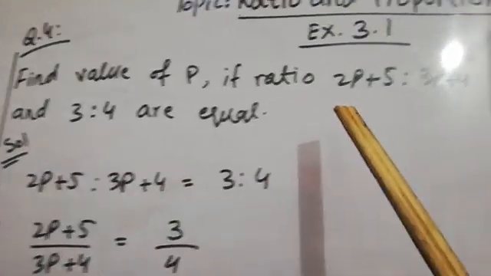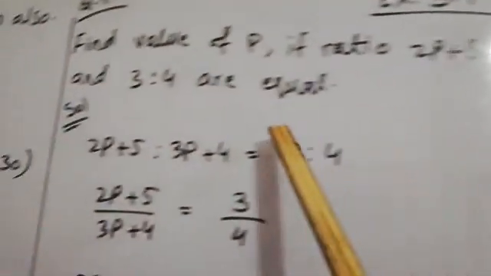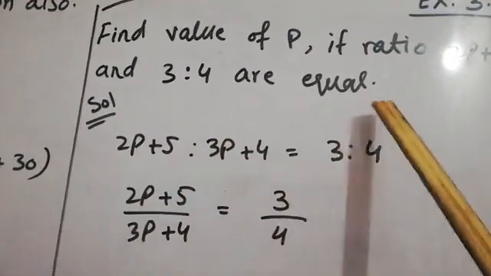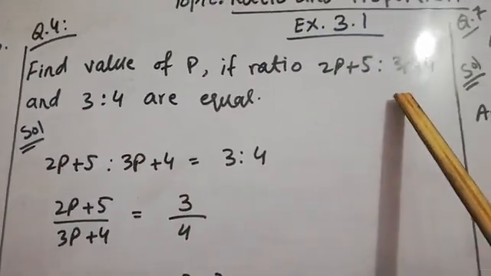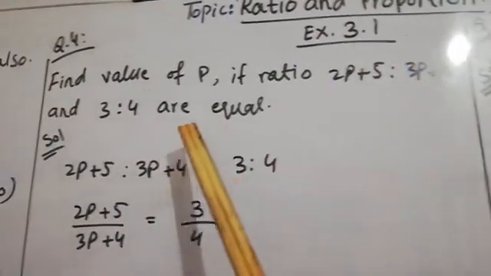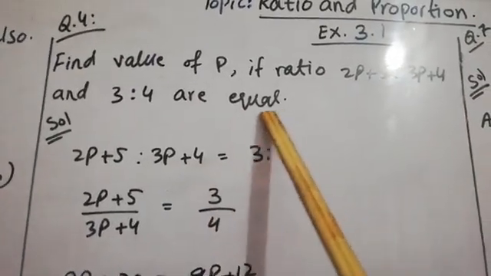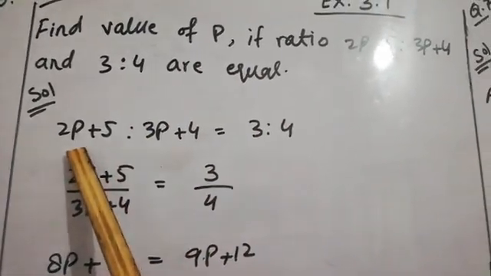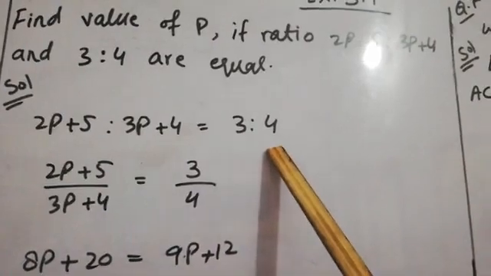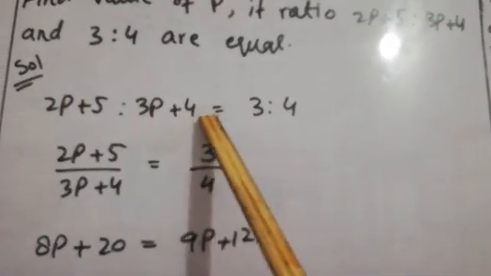Now question number 4. Find the value of P if the ratio 2P plus 5 to 3P plus 4 and the ratio 3:4 are equal. There are two ratios given: 2P plus 5 ratio 3P plus 4, and the second ratio is 3:4. Two ratios are given and the statement is that they are equal. First of all, we will write these two statements in equal form and make a proportion, because proportion is the equivalence of two ratios.